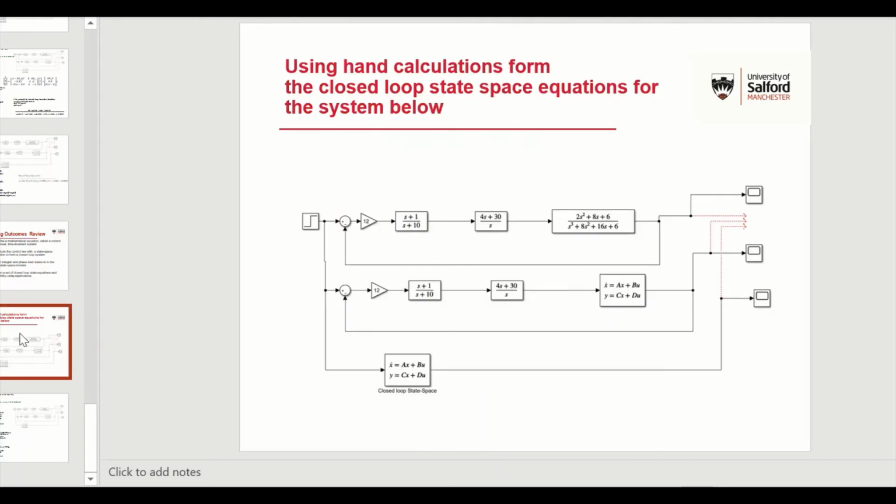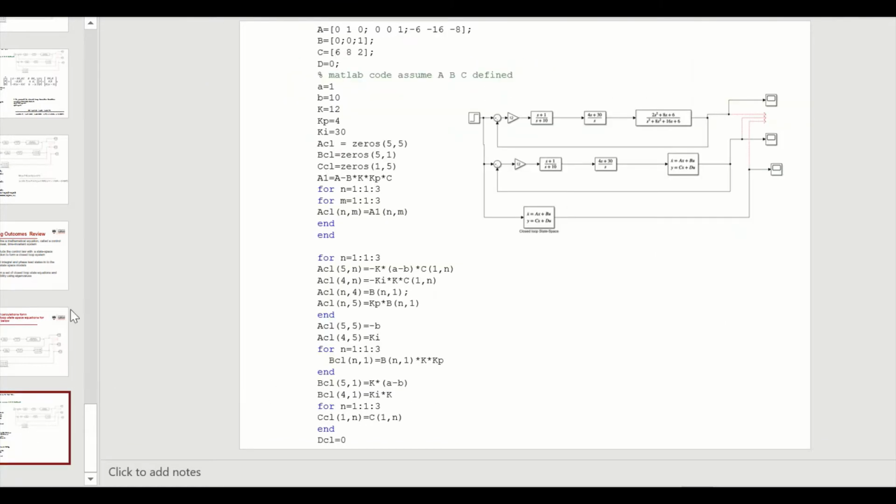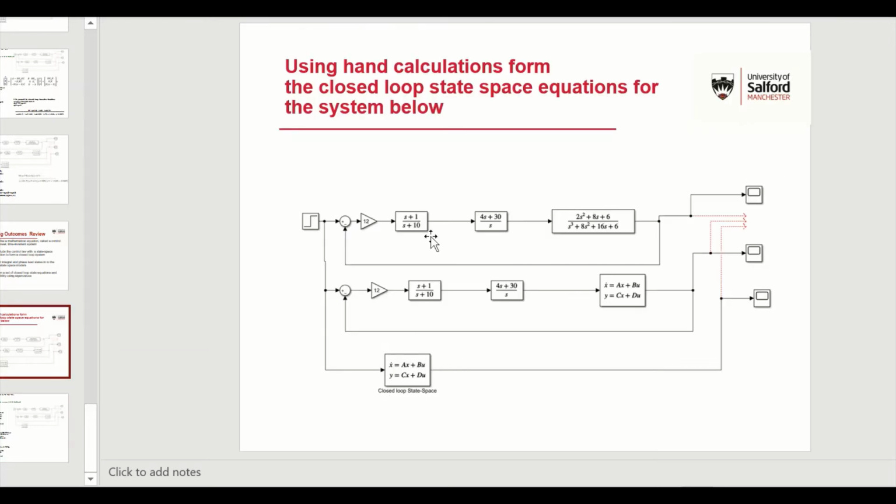So as a little exercise for you, if we take the system that we had, using hand calculations, form these closed loop state space equations. You've got the answers in front of you, but you could actually have a go at forming the closed loop state space equations, and you could then check it against your code. Have a go at taking this, simplifying it into the alternative forms, working out all the state space equations by hand, and then comparing it with the MATLAB solutions. If you do it correctly, you'll be the same as MATLAB. If you do it incorrectly, then you'll know because MATLAB will tell you that you've done it wrong.